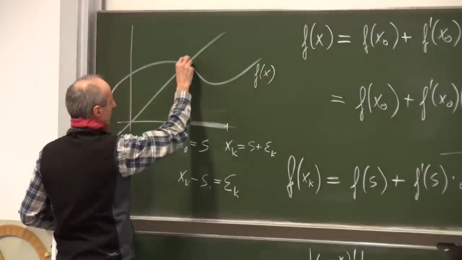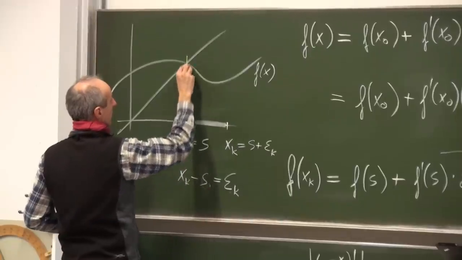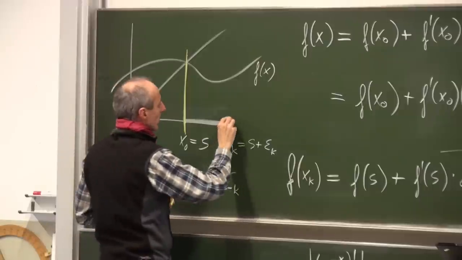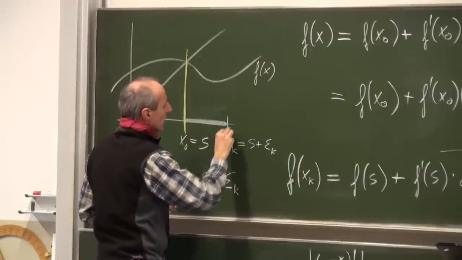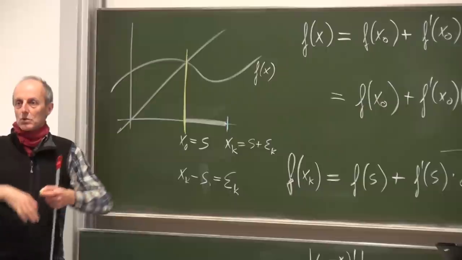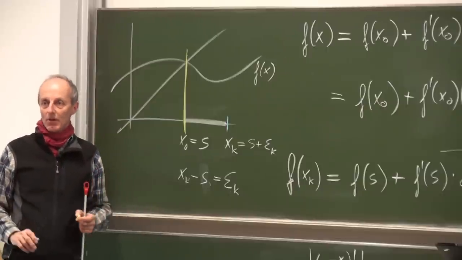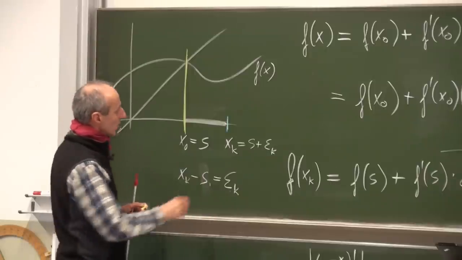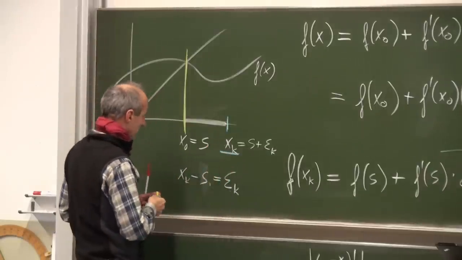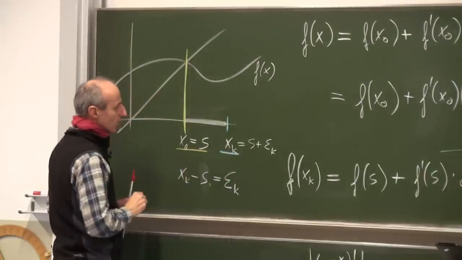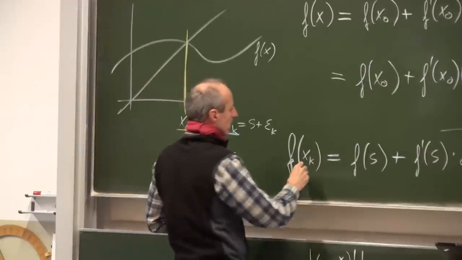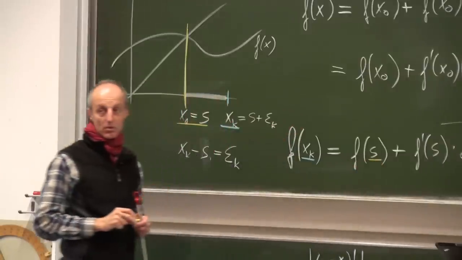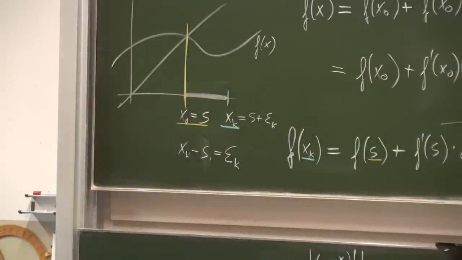This is our expansion point, which is the fixed point. This is the point where we are now in our iteration, which is an arbitrary point. It may be somewhere. Okay, xk, x0, which is s. Here we have our xk, and this is our fixed point, which is the expansion point.